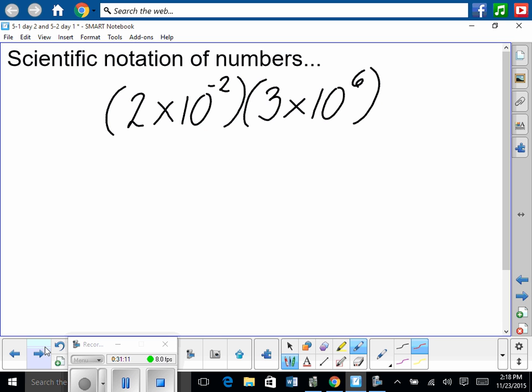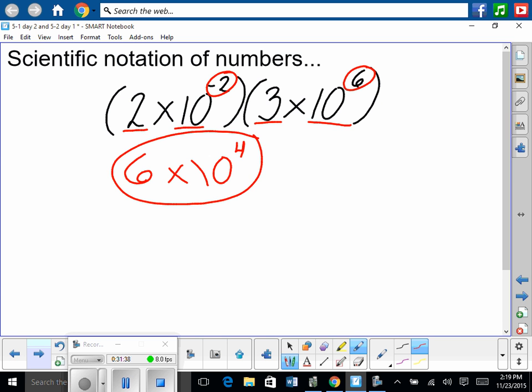Okay, so we're just multiplying all these things together. So let's multiply the white parts. 2 times 3, 6. And then we have 10 to the negative 2, 10 to the 6. Aren't 10 and 10 the same base? Yes. So when you multiply the same base, you add your exponents. So 10 to the 4th. And then we write it as a scientific number, so it's 6 times 10 to the 4th. This is our answer. That's easy as heck.